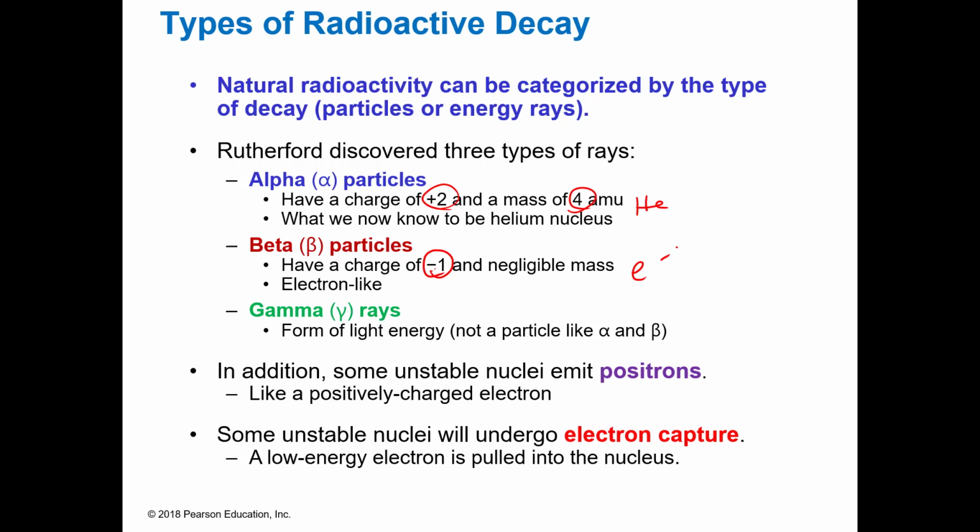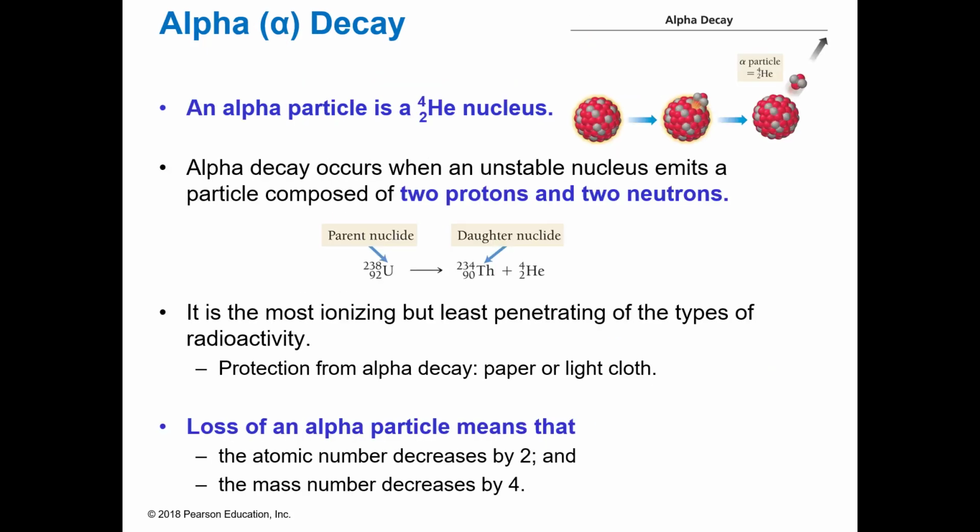energy. In addition, some of these unstable nuclei emit positrons, and positrons are a mind blower. For the first time, they are a positive electron. Whoa. So some unstable nuclei will undergo what we call electron capture, and that is they pull that into the nucleus, okay? So they pull the low energy electron into the nucleus. So these things are going to be doing some crazy stuff compared to what we've seen before.